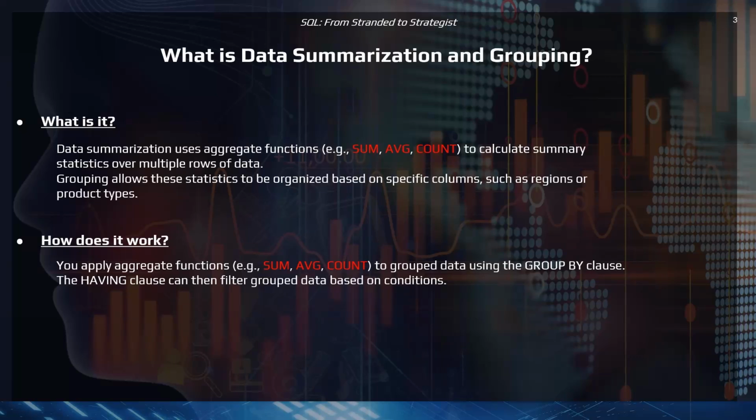Data summarization uses aggregate functions, for example, sum, average, count, to calculate summary statistics over multiple rows of data. Grouping allows these statistics to be organized based on specific columns, such as regions or product types. For how it works, you apply aggregate functions, for example, sum, AVG, count, to grouped data using the group by clause. The having clause can then filter grouped data based on conditions.